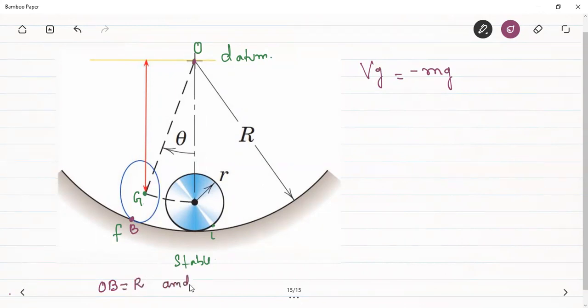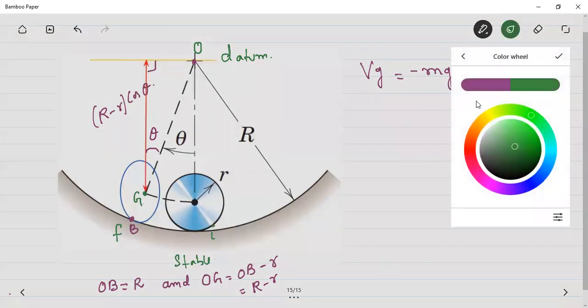And OG will be equal to, if we want to see what this distance OG is, then from OB we have to subtract the radius of this roller. Therefore, OG will be equal to OB minus r, that is the radius of the cylindrical roller. Therefore, this OG distance, that is the hypotenuse of this right angle triangle, because this is theta, then this angle will also be equal to theta. It will be equal to OB, which is capital R minus small r. Therefore, this distance here will be equal to R minus r cos theta.